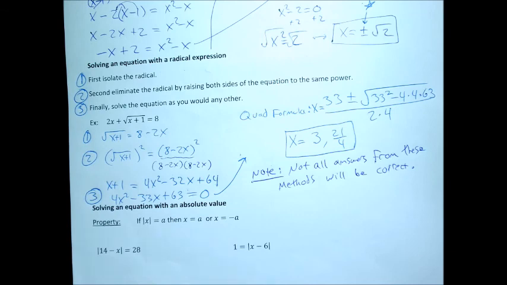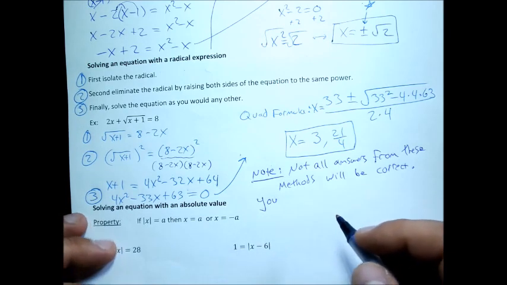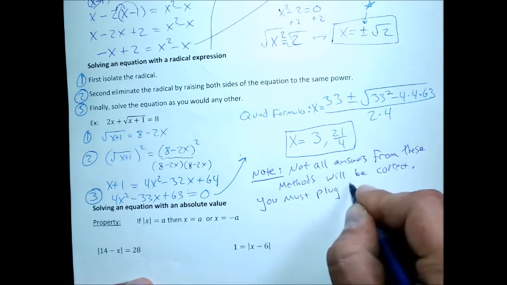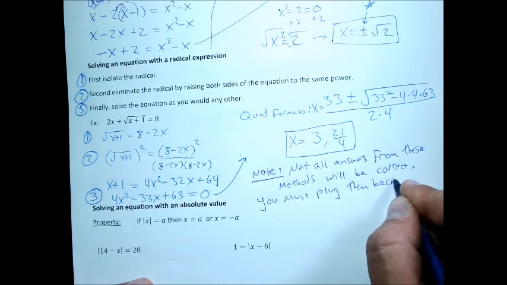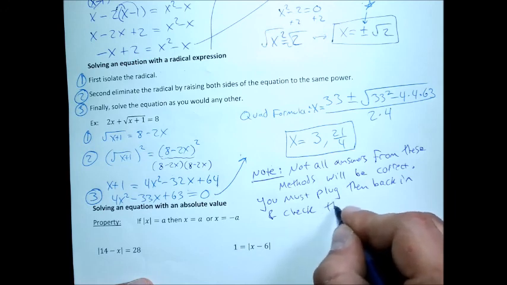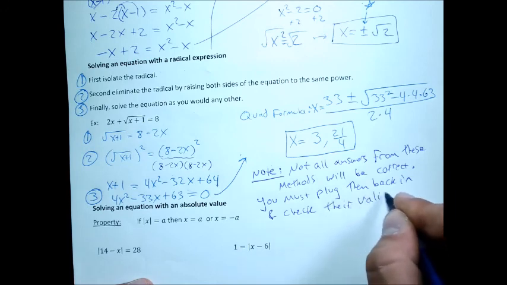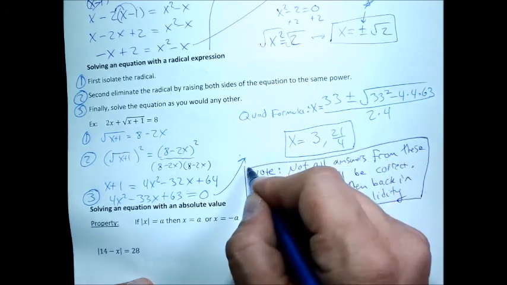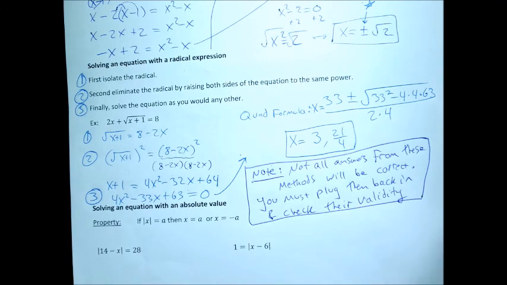To see what's correct, you have to plug the number back in and see if it's true. So you must plug them back in and check their validity. And I know that sounds really strange because usually you think, well, if I do the right math things and follow the right properties, then I should get the right answer. What I'm saying is sometimes you get the wrong answer when you do this method, which seems very counterintuitive.